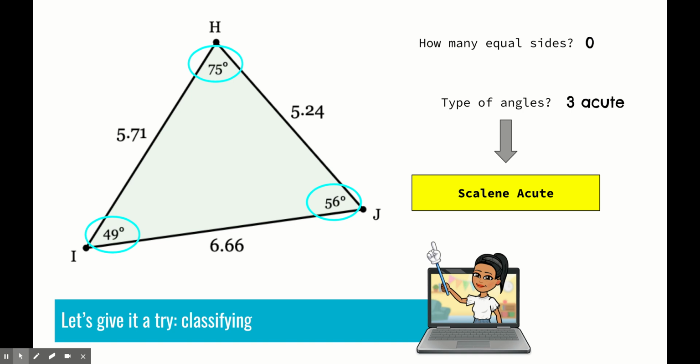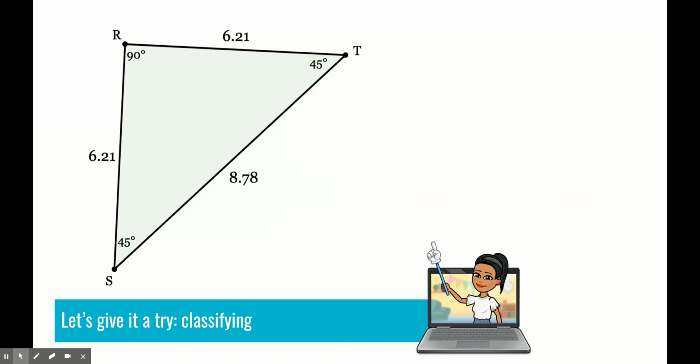Remember that scalene means to have no equal sides, and acute triangles means that all of the angles are less than 90 degrees, like this triangle. Okay, now looking at another triangle, we are going to ask ourselves the questions again. How many equal sides are here? So take a moment to look at the triangle. Are there any sides that are equal? Well, I see that both RT and RS have 6.21 as their measurement. So there are 2 equal sides in this triangle.